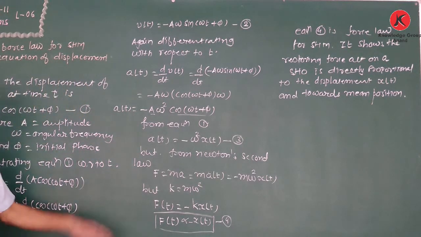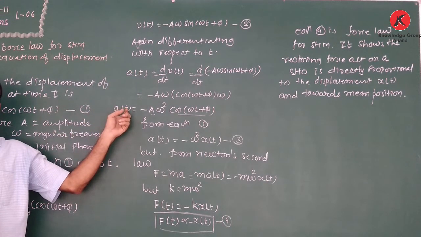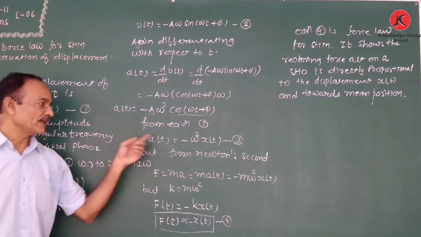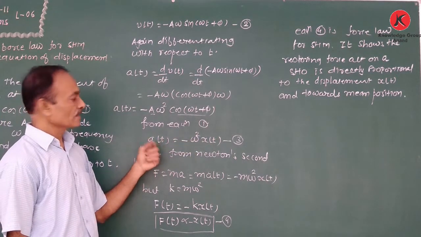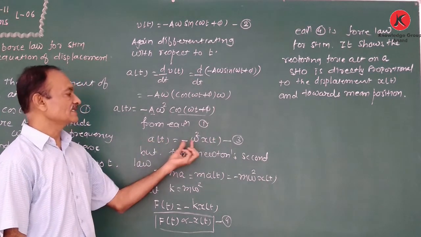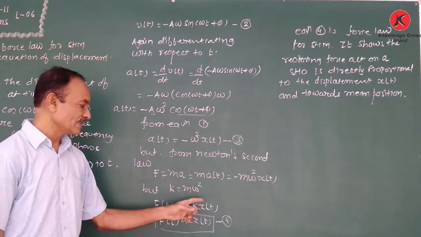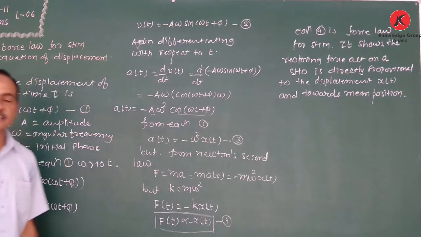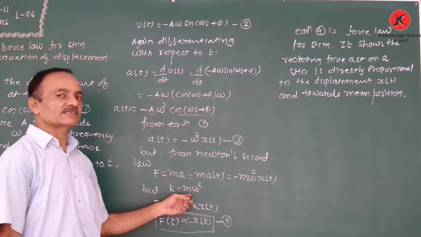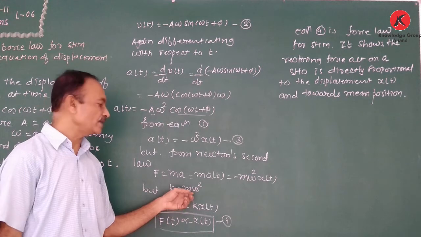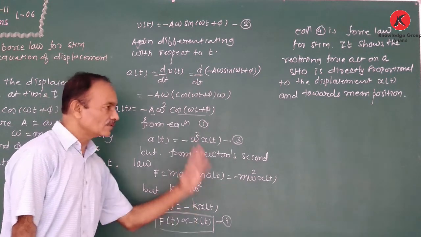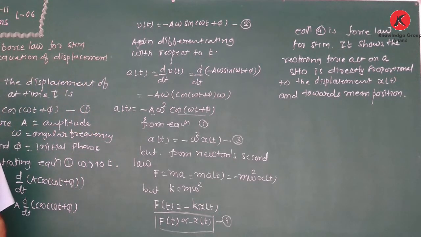We only have to first obtain the equation of acceleration, and then by Newton's second law, F is equal to ma, we multiply the equation by m. Therefore, the left hand side is F and the right side is minus m omega square x(t). Now listen here: k is equal to m omega square. We discussed this equation in chapter 15, Waves. Therefore, F(t) is equal to this. Clear?